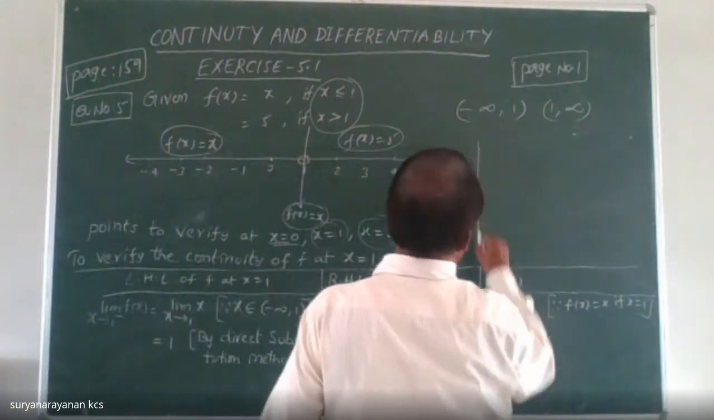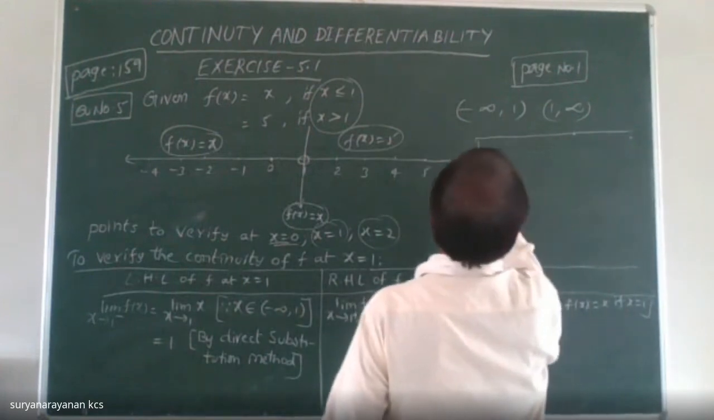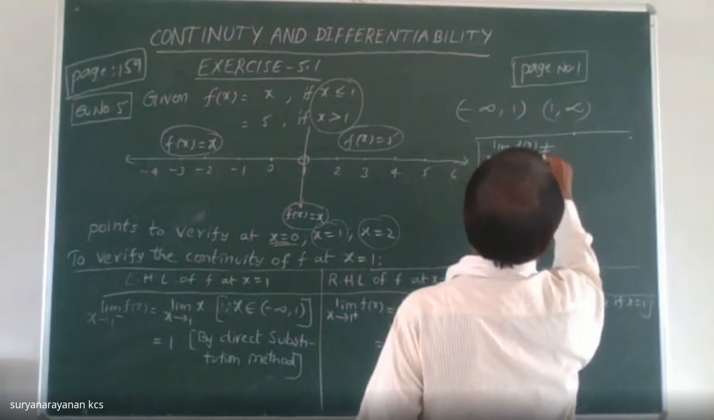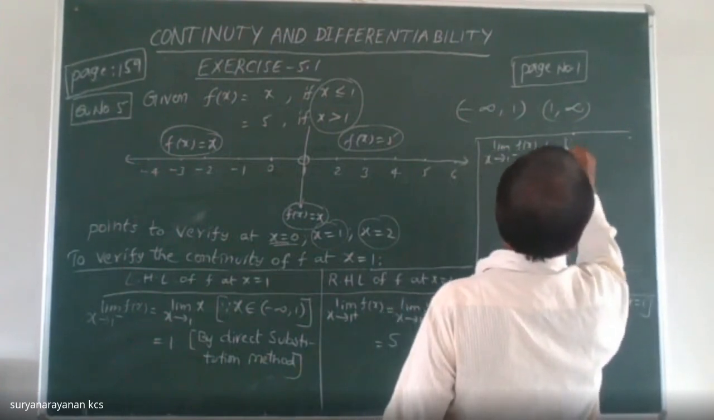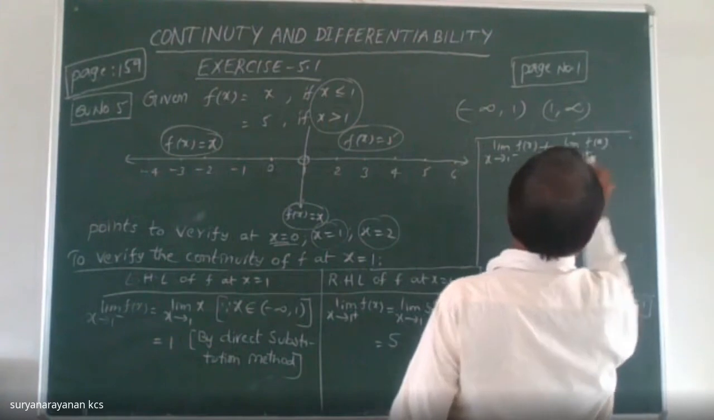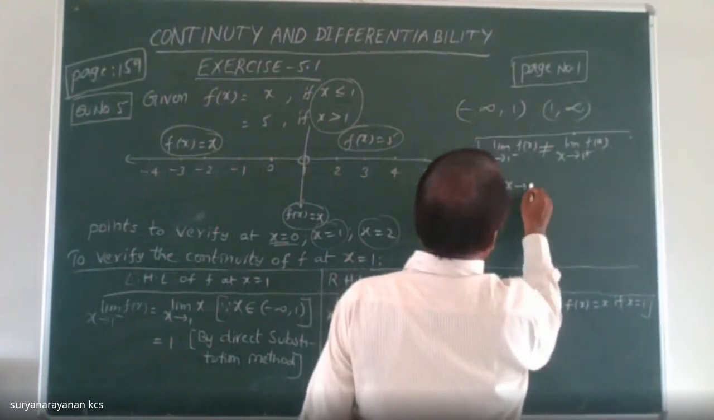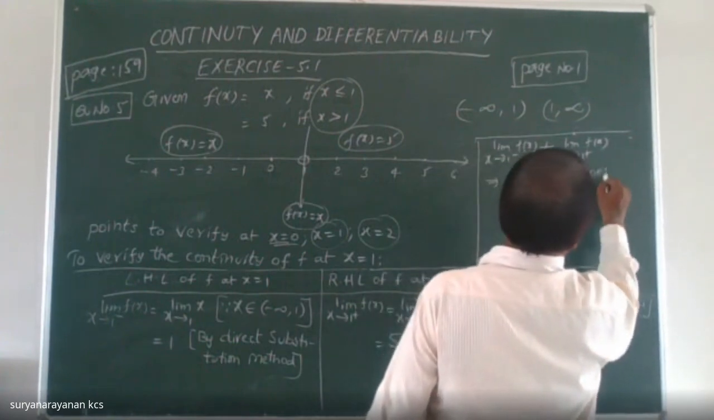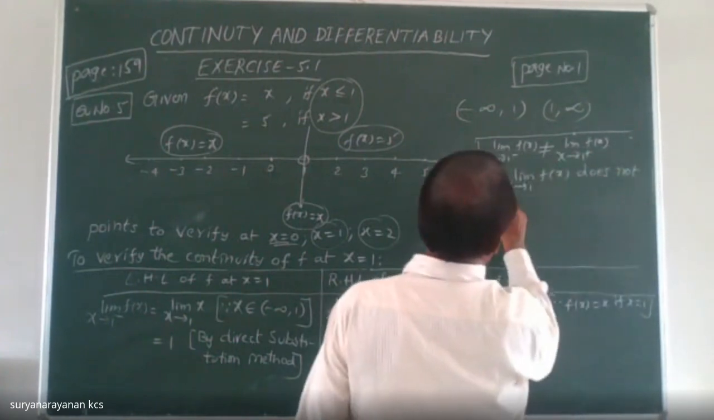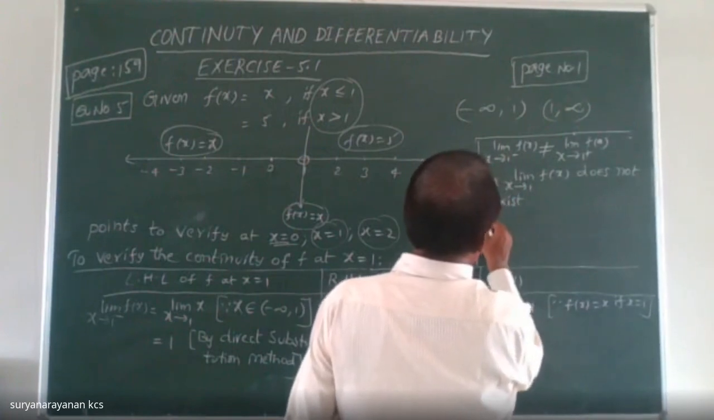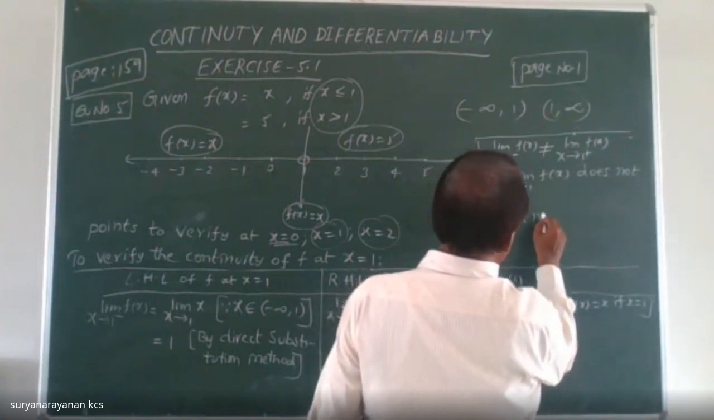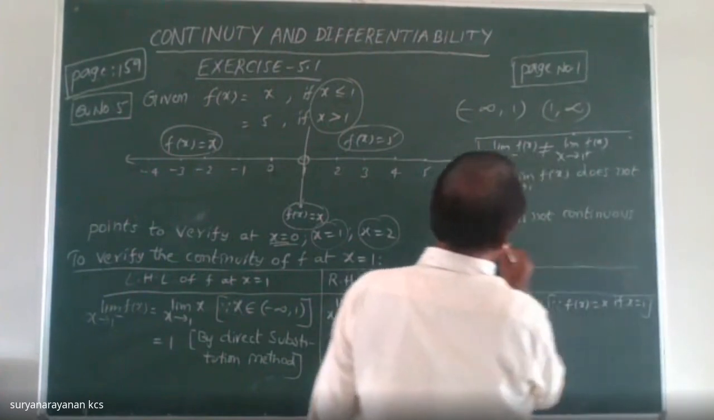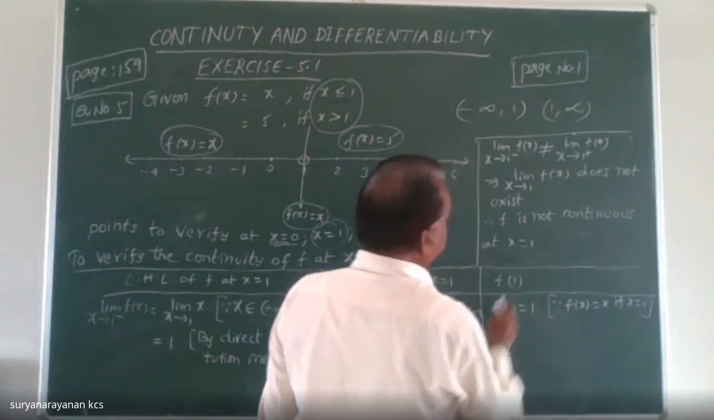Finally, you write this point here. As x tends to 1 minus, limit f of x is not equal to, as x tends to 1 plus, limit f of x. This implies as x tends to 1, limit f of x does not exist. Therefore, f is not continuous at x is equal to 1.